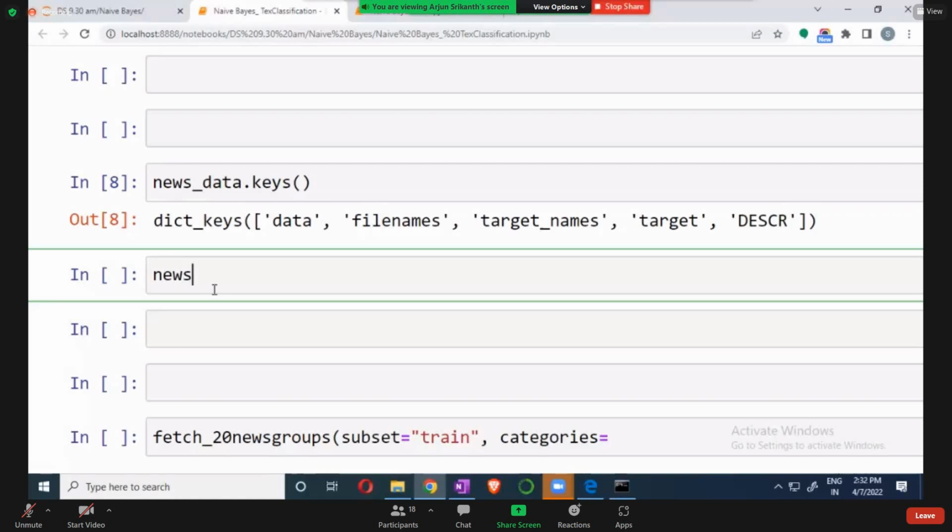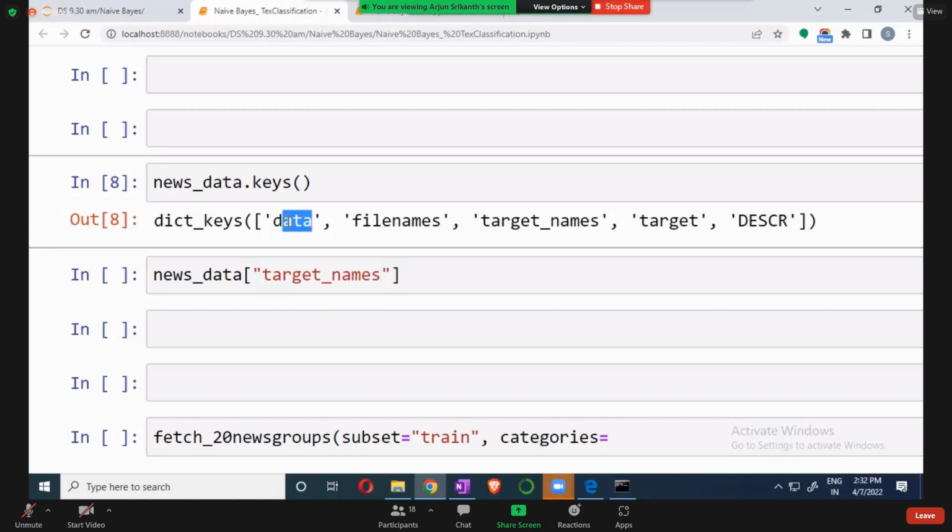News underscore data dot, how you deal with the dictionary the same way. Here you say the target names. Oh, see this data, guys. Try to understand. This is the data. This is already having a training data and testing data inside this. No need to worry about that. Okay. Now then there is a target names and target. What do you understand by target and target names?